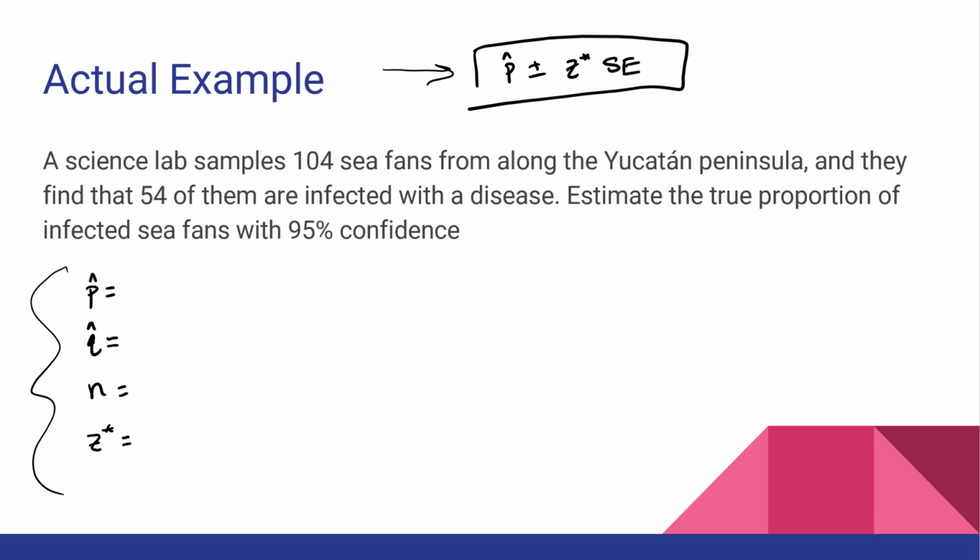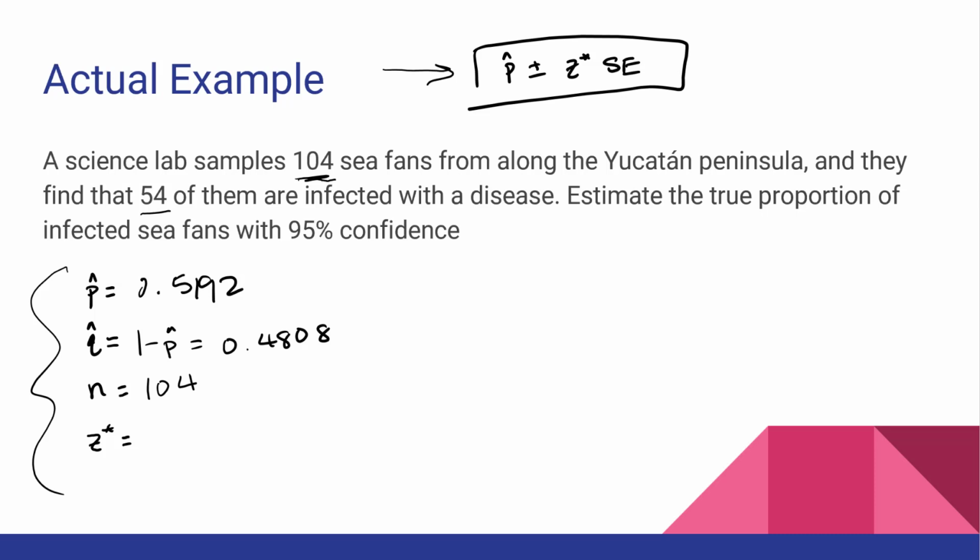So first, what is our p hat? That is our sample proportion. So even though they didn't give us a direct percentage here, we know that 54 out of the 104 sea fans sampled were infected. So putting that into a proportion, we have 54 over 104, which is equal to 0.5192. And then easily we can calculate q hat from that as well, because q hat is equal to 1 minus p hat. So that is equal to 0.4808. Now we need our n. So again, n is our sample size, that is how many sea fans we sampled. We know that is 104.